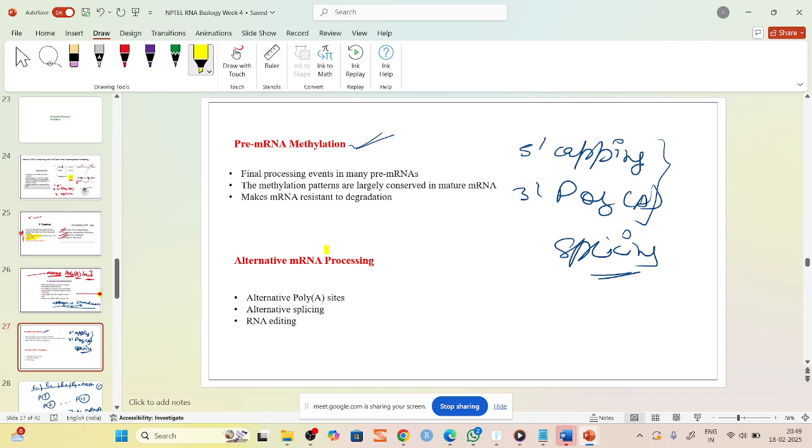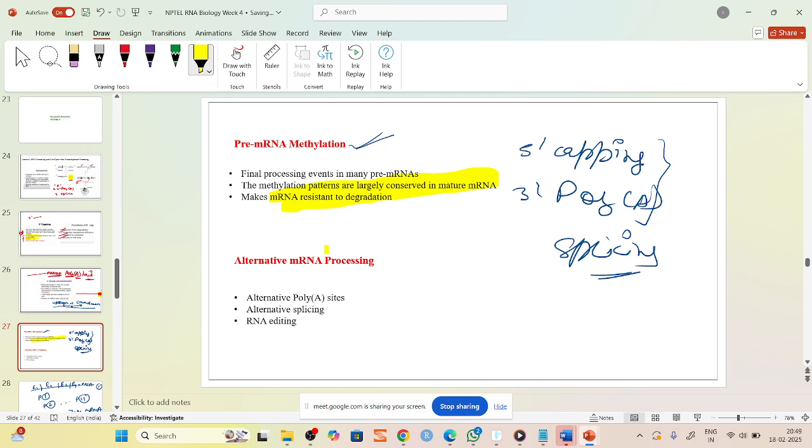Then we talked about methylation. Apart from capping, poly A tailing, and splicing, methylation also occurs, and these methylations are largely conserved in mature mRNA. This methylation is not only conserved, but it also makes your mRNA resistant to degradation. So mRNA methylation is again a very important modification that happens.